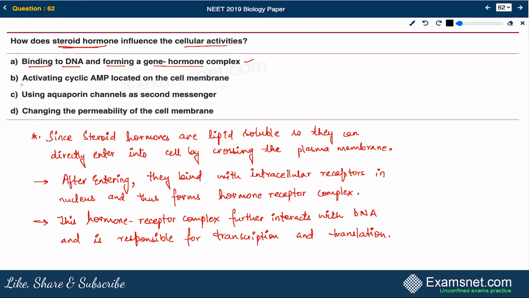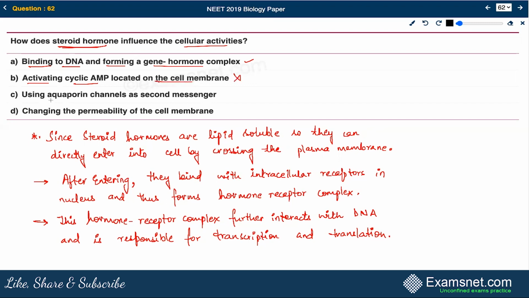All right. So the second says activating cyclic AMP. Cyclic AMP is a kind of secondary messenger, let me tell you, which is found on the cell membrane. But there is no requirement of secondary messengers over here because, as the word is suggesting, steroid hormones can directly pass the cell membrane. They do not require any kind of membrane proteins to help them. So definitely this won't be an option.